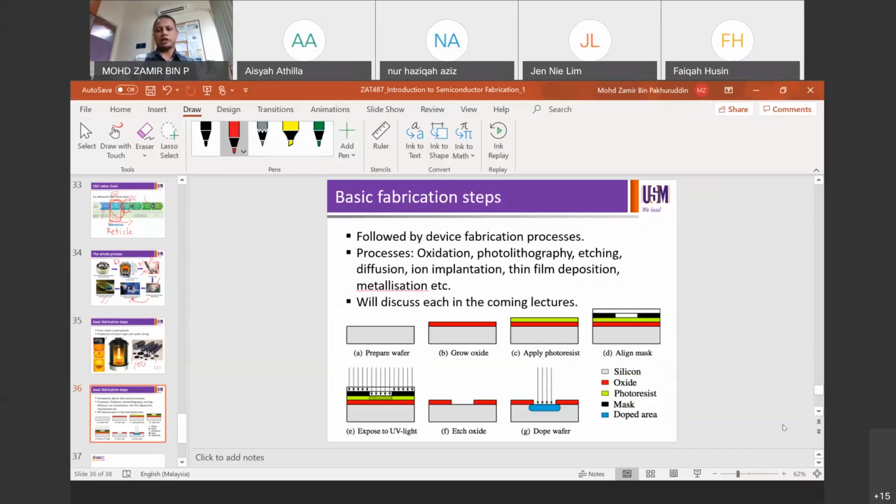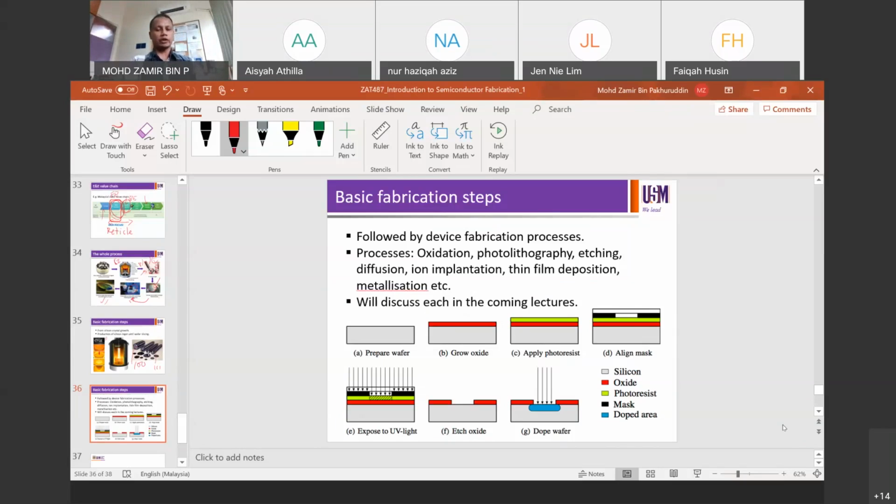Okay, the basic fabrication processes that we're going to learn later on are called device fabrication processes. The processes involve oxidation, lithography, etching, diffusion, implant, thin film deposition, and metallization. So you can see here briefly.